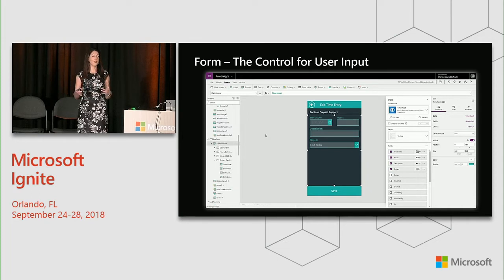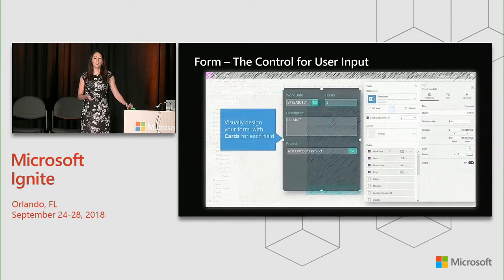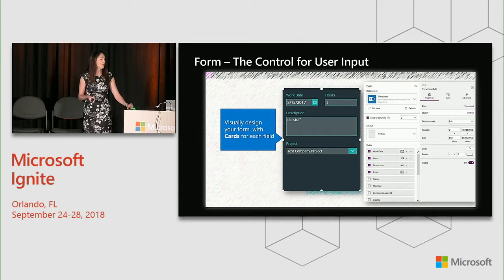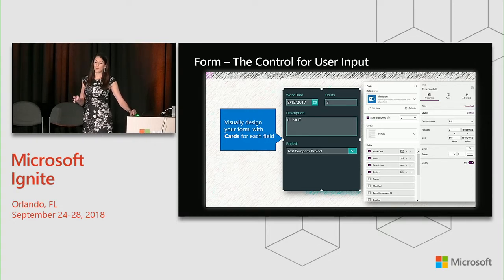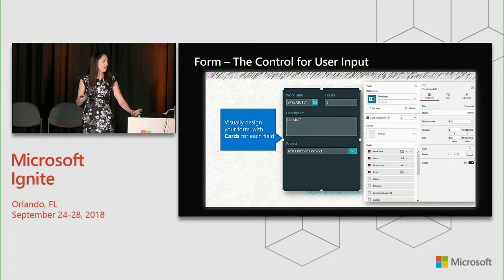So the form control is a nice, easy, business user-y kind of way to just plop a whole form on a screen in PowerApps and start selecting which controls you'd like to have on it. So this is just where you can visually design what your form looks like and check the boxes to pick which fields you'd like to have on your form. And each of these different fields, the way they're arranged on the form, those are called cards, and we're going to get a little bit more into cards.